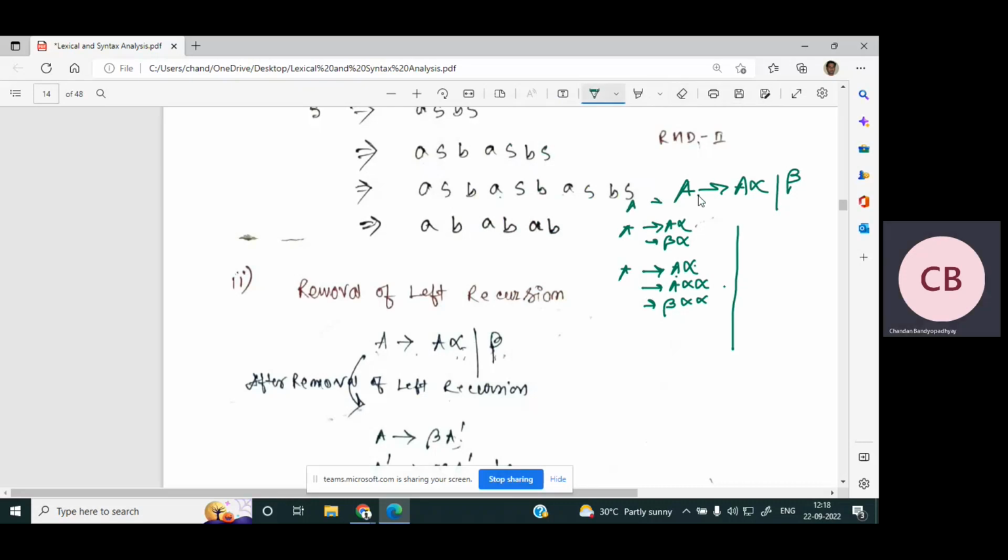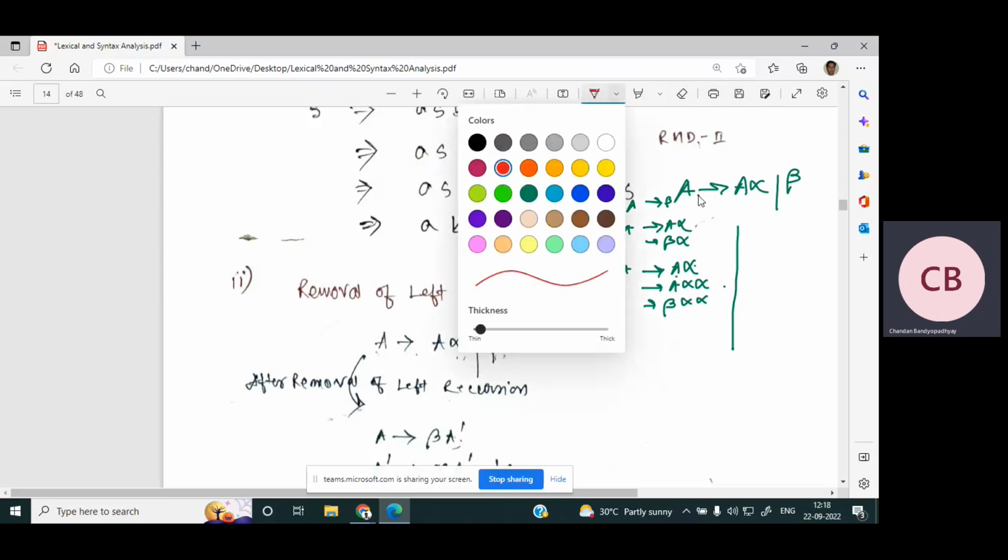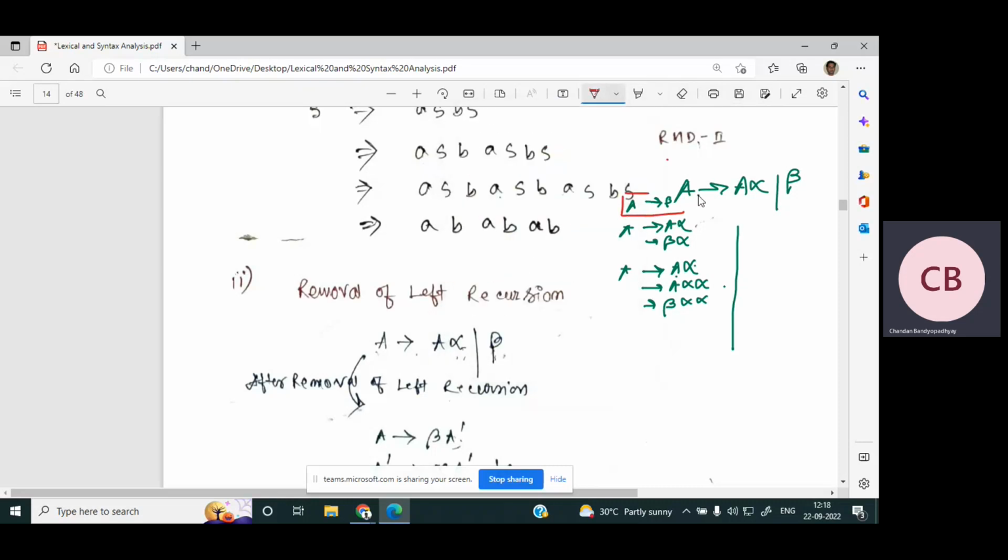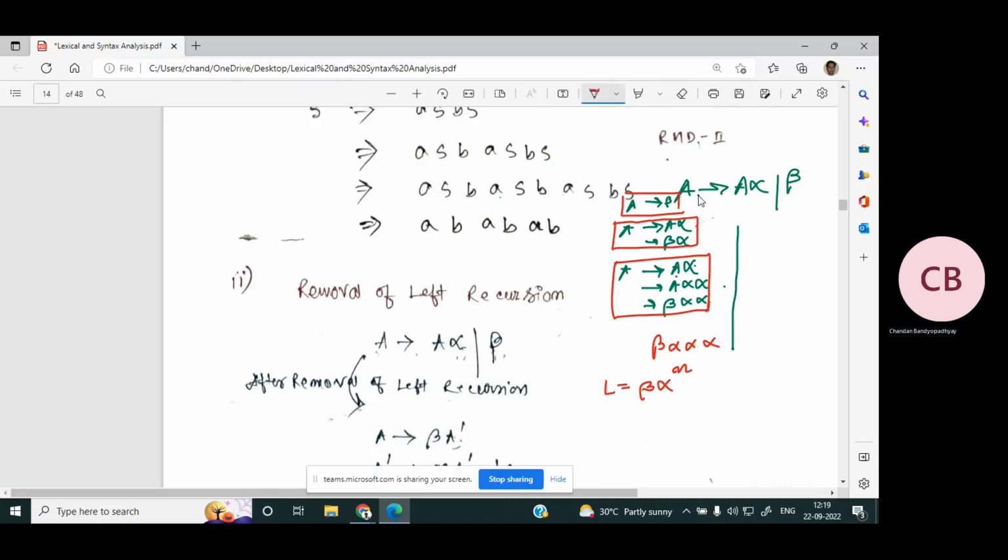A can generate beta. So three different scenarios we have seen, or it can be generalized in a different scenario. A is generating beta. It can generate beta alpha, or it can generate beta alpha alpha. It will go on in this format, beta alpha alpha format. So it is generating beta alpha to the power n. So this is the language.